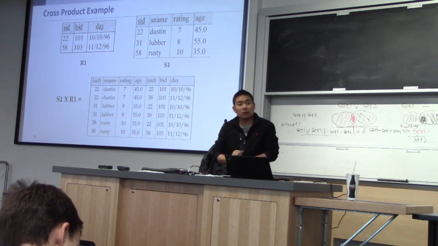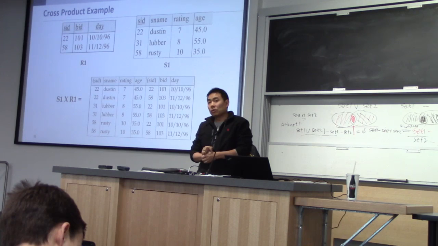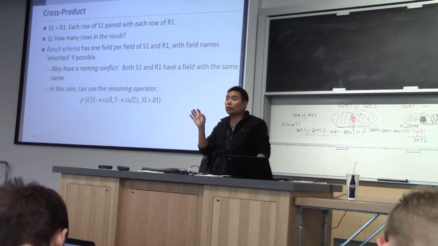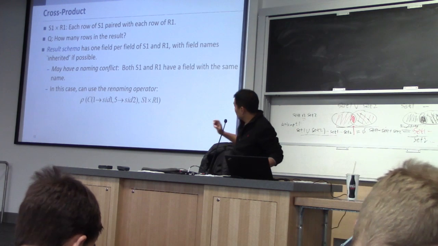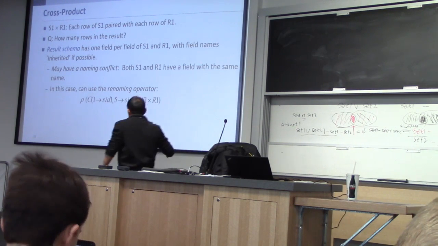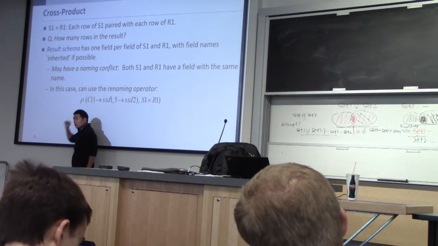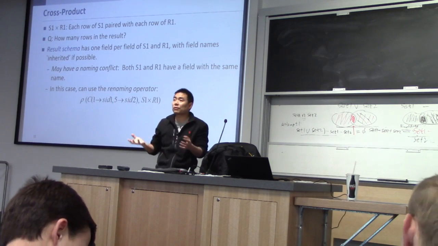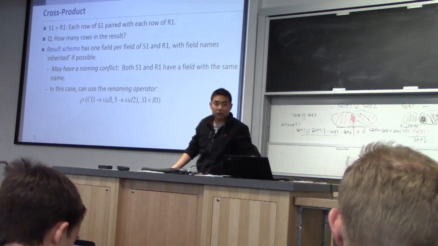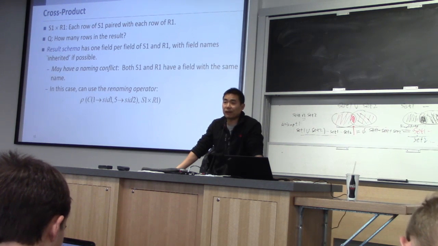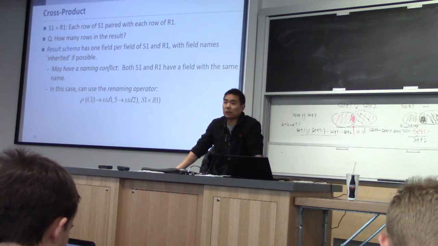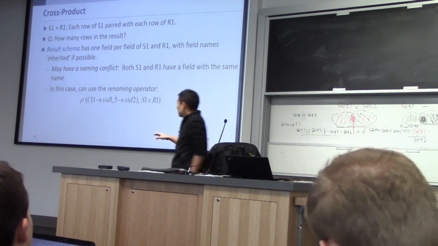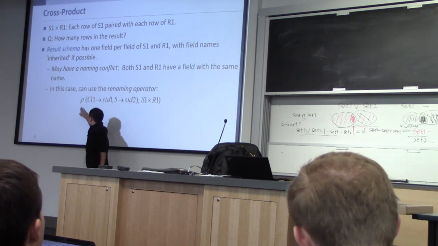Okay? That's the cross product. Whenever you use cross product, it's useful to use another operator. It's not a relational operator. It's really just a utility function. Whenever you do cross product, you might have to use this utility function called the renaming operator, which is written as the Greek letter rho.